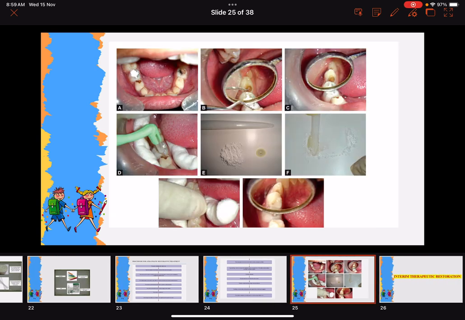These are the procedural photos that are used for ART. With this, we come to the end of the ART, or atraumatic restorative treatment, chapter. The important aspects of this chapter are the indications, contraindications, advantages, and disadvantages. Thank you.